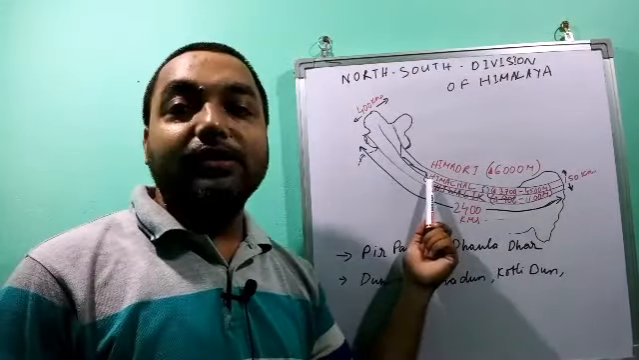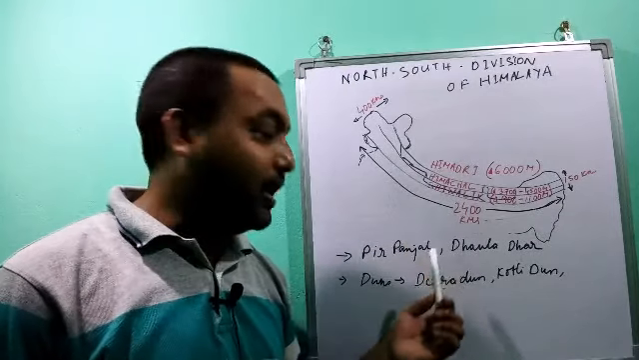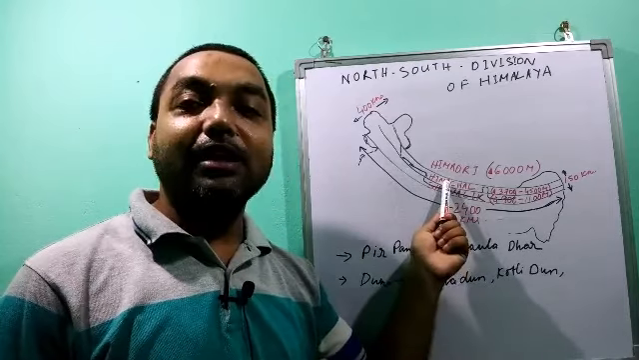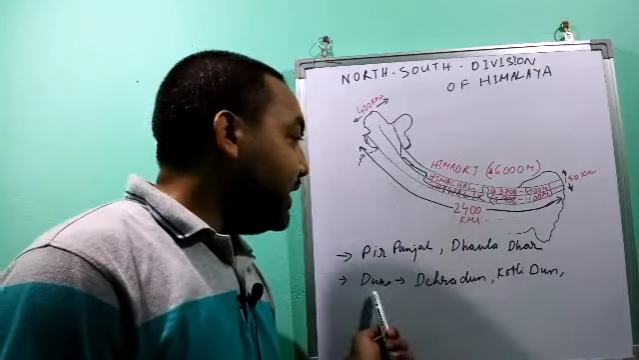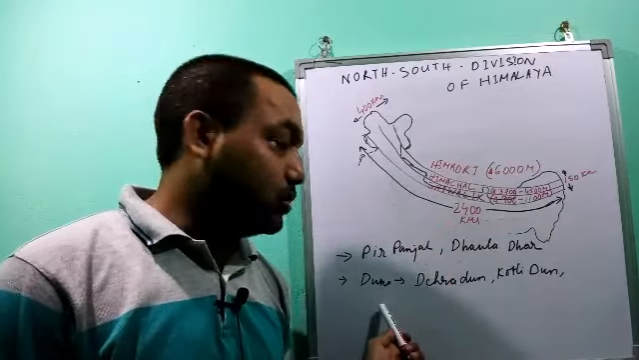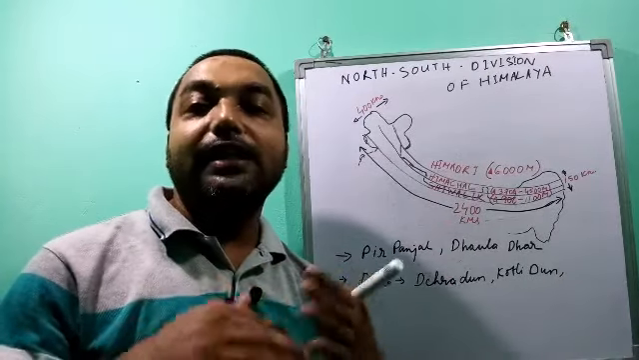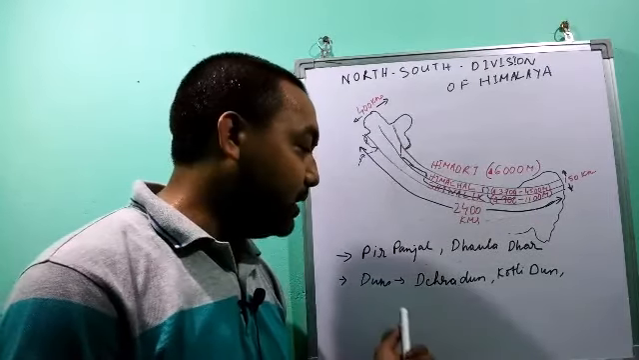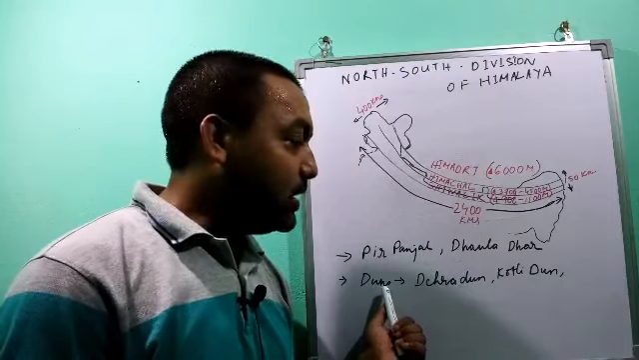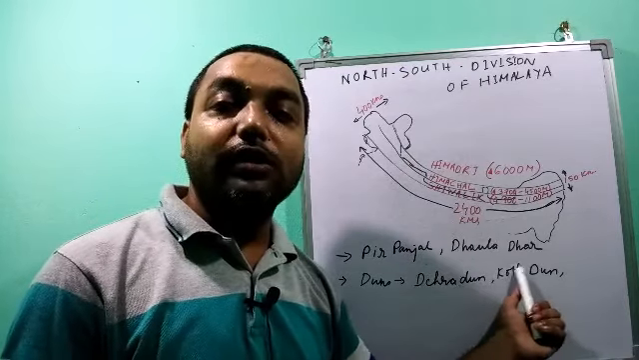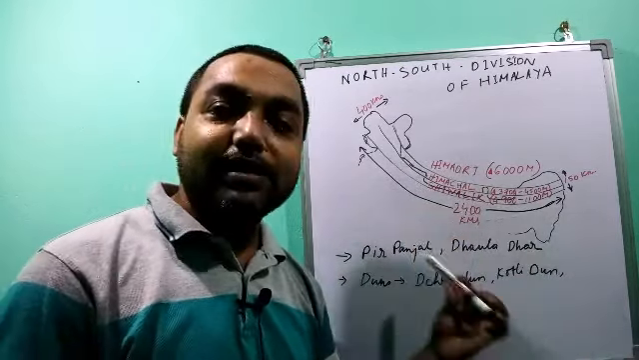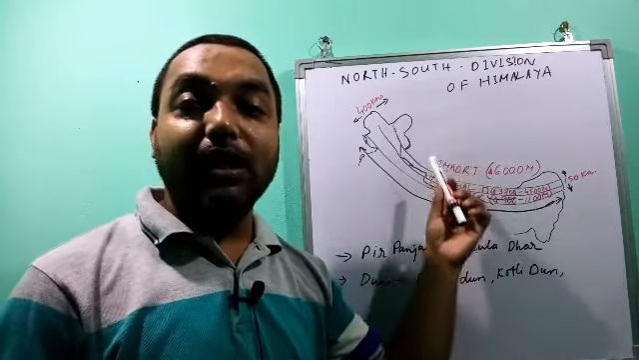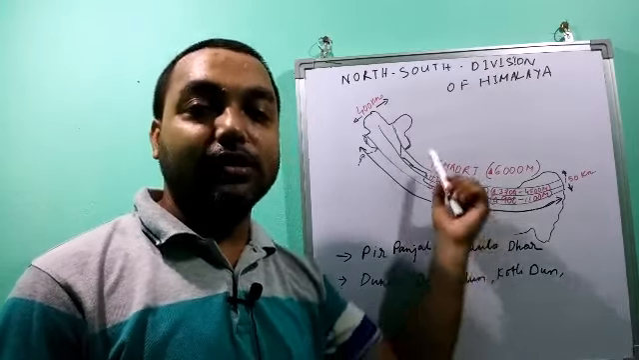The important ranges that we find here are Pir Panjal and Dhauladhar. These types of ranges are found in the Himachal, in the middle. In the Sivaliks we will find many dunes, small narrow valleys or narrow gaps present in the Himalayas. These are known as dunes, such as Dehradun and Kotli Dun. So these were some of the divisions of Himalaya in the north-south direction.